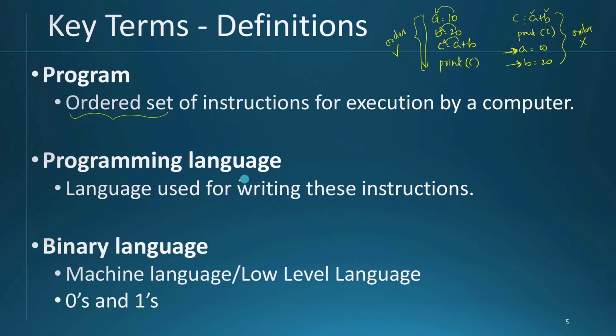Now what do you mean by a programming language? That is the language used for writing these instructions. So using a programming language, you can actually write a program. Now what is a binary language? It is also called machine language or low level language. This is the only language that can be directly understood by the computer, and it always has only zeros and ones inside it.